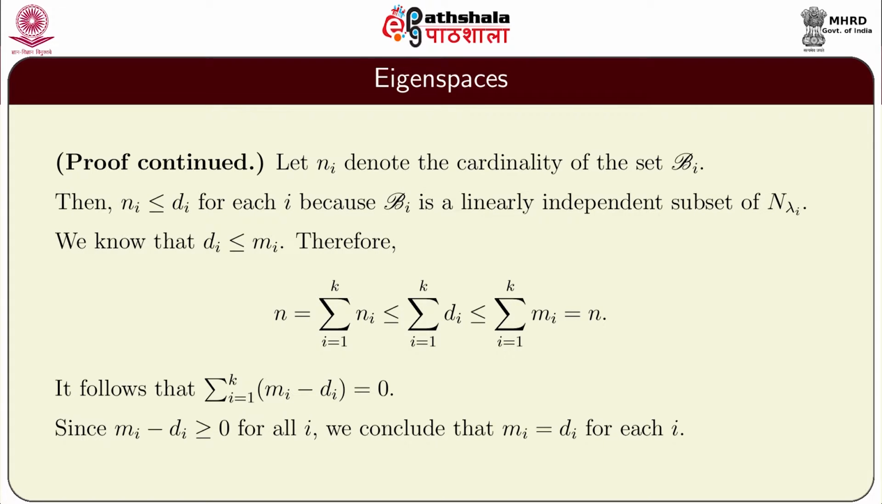But each of Mi minus Di is non-negative, and therefore each summand must be 0, because the sum of finitely many non-negative integers is 0. So each summand is 0, and therefore Mi is equal to Di for each i.